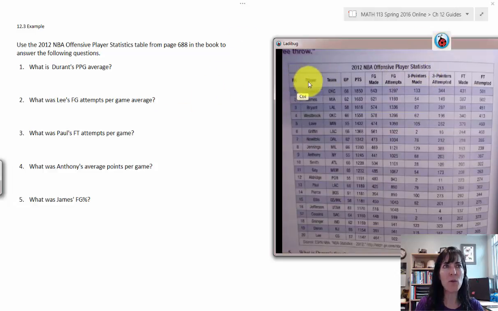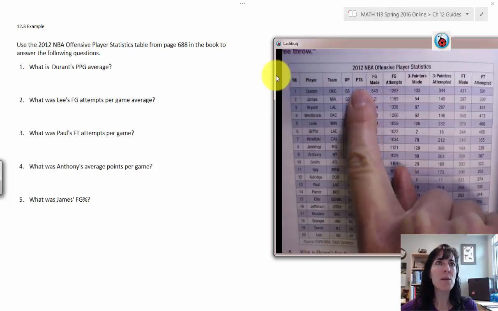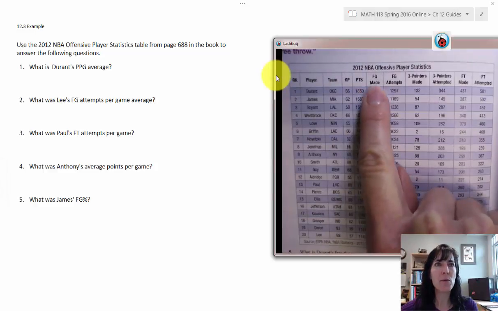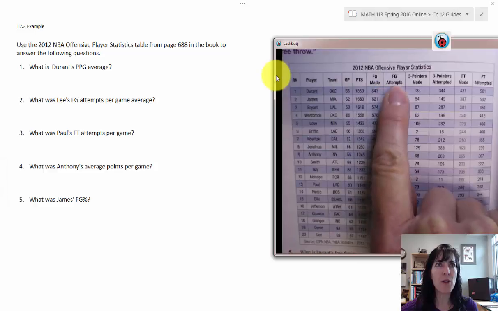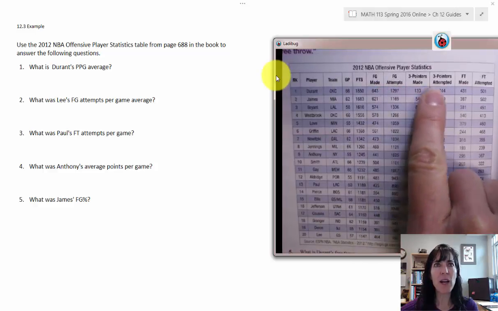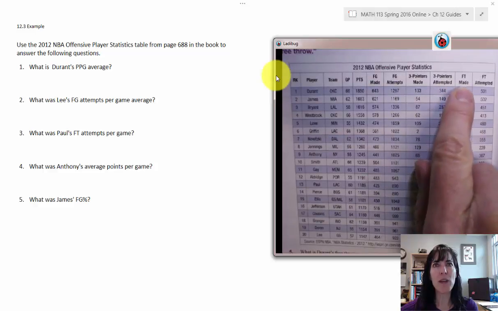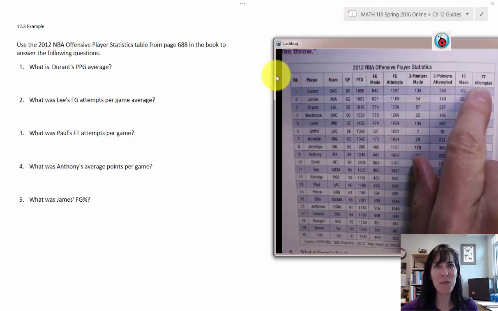So the ranking over here, the player, the team, games played, points, that's how many points they made for their team. That's how many field goals they made out of how many they attempted. Here's how many three-pointers made out of how many they attempted. And here's how many free throws made out of how many they attempted.